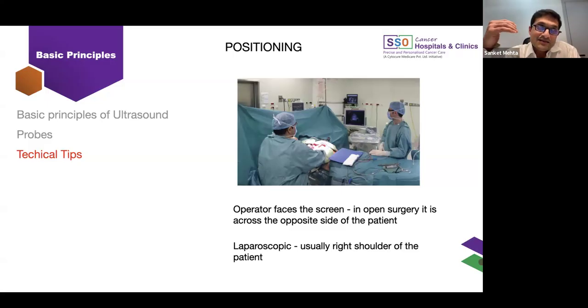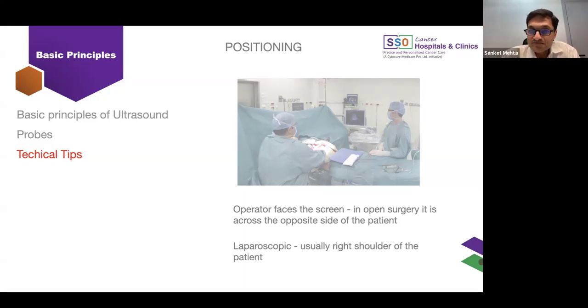We normally see the sonography machine on the left hand side on the same side of the operator when it is a cutaneous ultrasound in the OPD. That's not how intraop ultrasound machine should be placed in the OT. It has to be opposite to the surgeon.